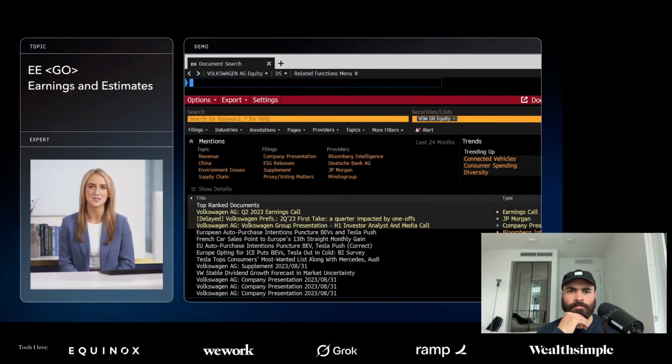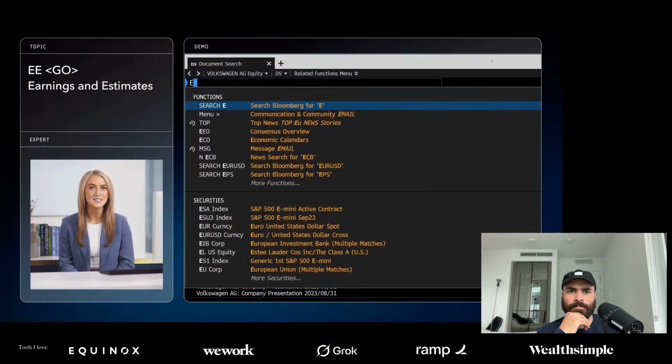So far, we've looked at a lot of tools with historical views of an equity, but what about how we'll perform in the future? We can't know for sure, but we can see what the company itself predicts and what experts have to say on the matter. Here's one of the easier functions to remember. If you want to know earnings and estimates, you just type in EE Go.